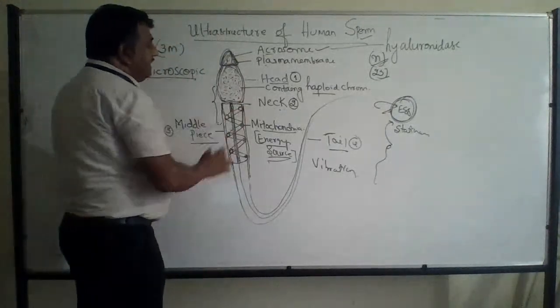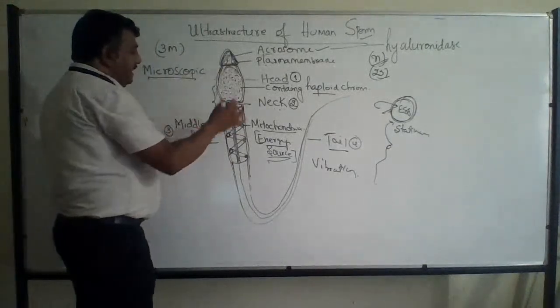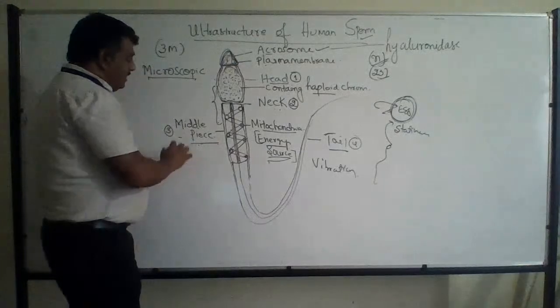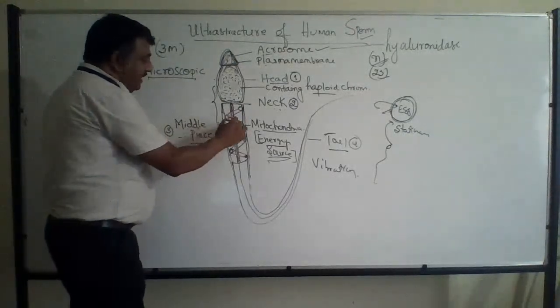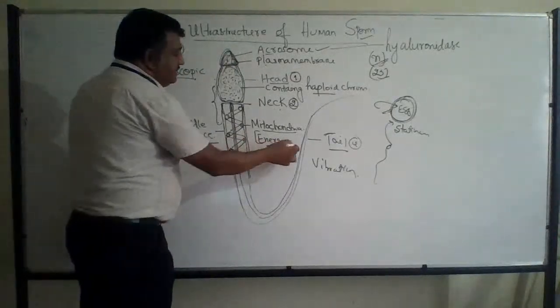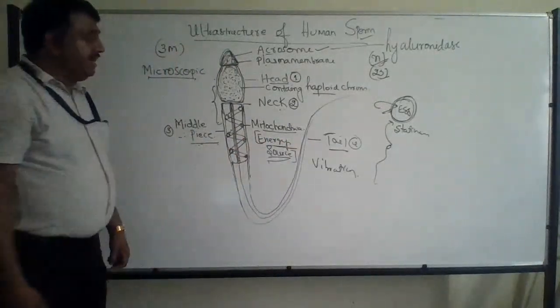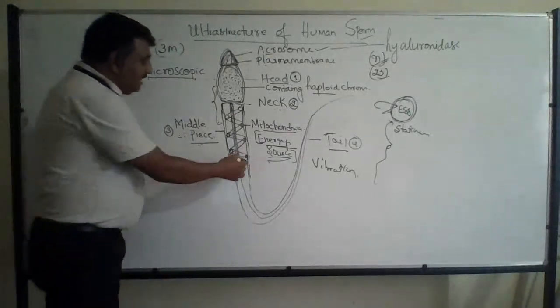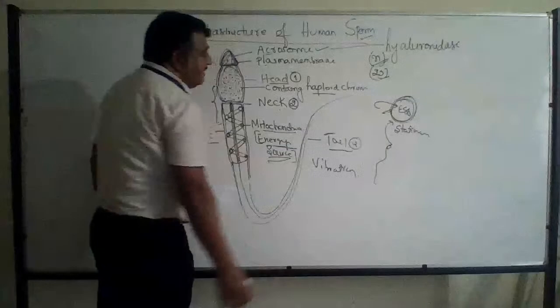The neck is a region which connects the head and the middle piece. The next, third part of the human sperm is the middle piece. It contains numerous mitochondria, and it is the energy source for the sperm. The last part of the human sperm is called the tail.